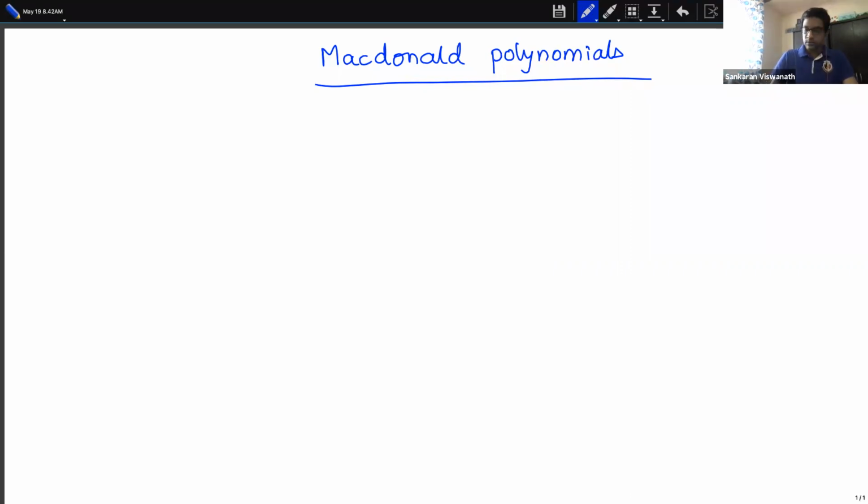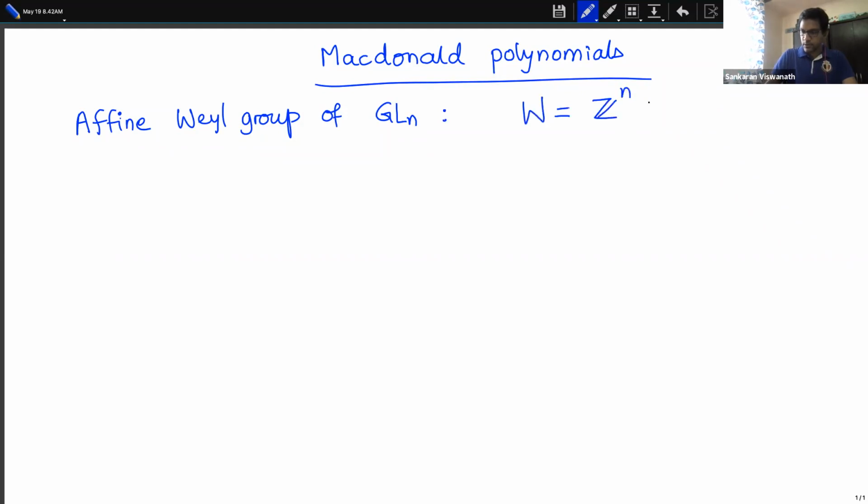So to broadly summarize the theme of what we have done so far, the starting point is really what we call the affine Weyl group of GLN, or maybe the extended affine Weyl group. So this is what Raghavan talked about in the previous lecture. So this is, as an abstract group, just the semi-direct product of the lattice Zn with Sn.